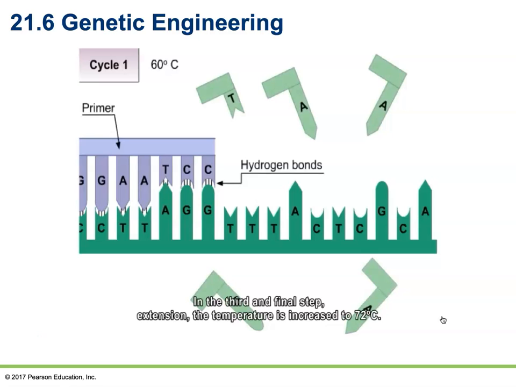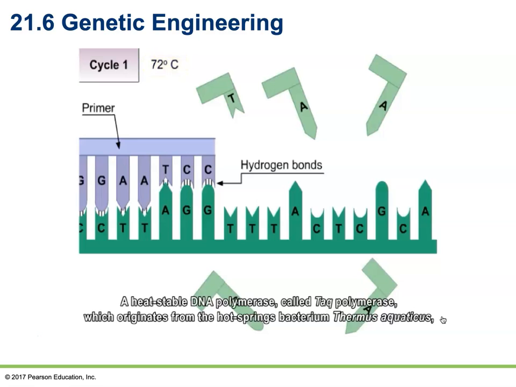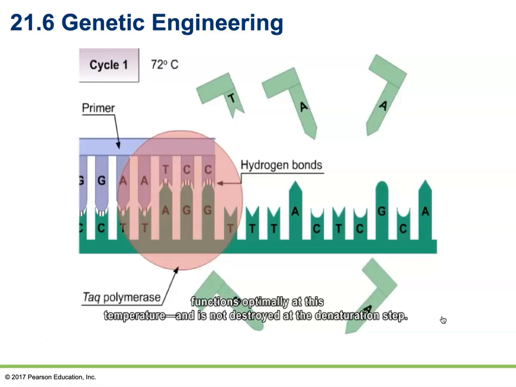In the third and final step, extension, the temperature is increased to 72 degrees Celsius. A heat-stable DNA polymerase called Taq polymerase, which originates from the hot springs bacterium Thermus aquaticus, functions optimally at this temperature and is not destroyed at the denaturation step.